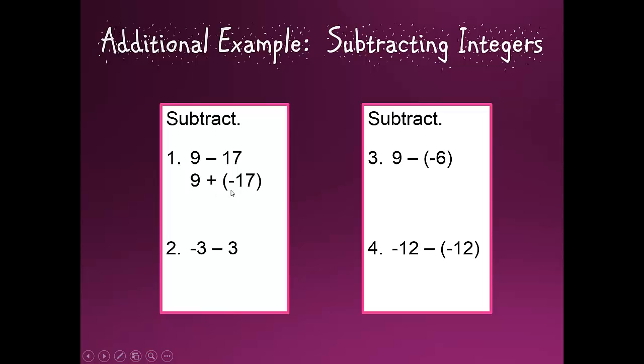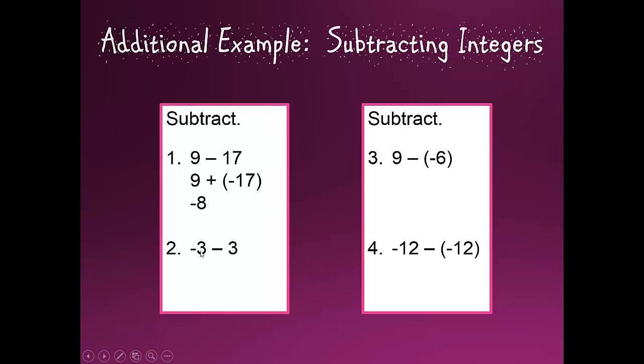The signs for each of my integers are different. So I'm going to find the absolute value of each of my numbers, and then I'm going to subtract them. The absolute value of 9 is 9, and the absolute value of negative 17 is 17. So now I'm going to subtract 17 minus 9, and that is 8. Negative 17 gives me the larger absolute value, which is negative, so my answer is going to be negative. So I get negative 8.